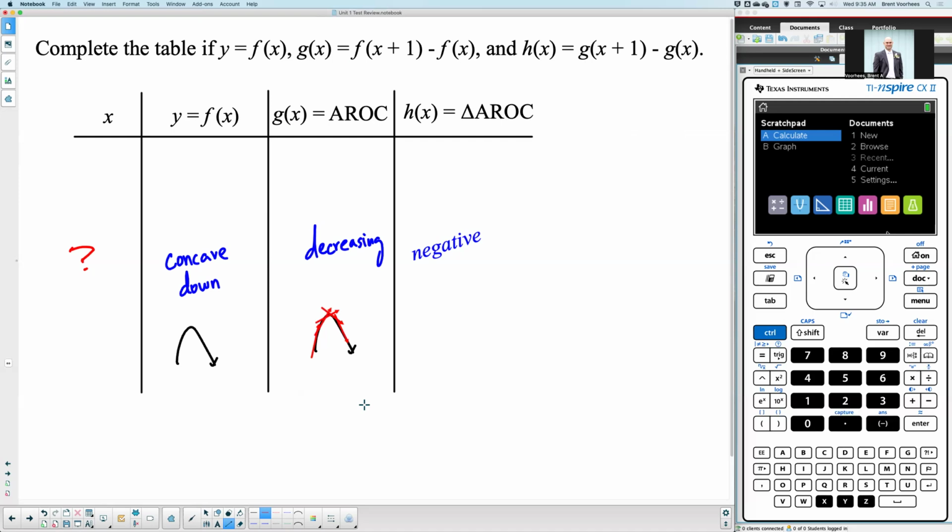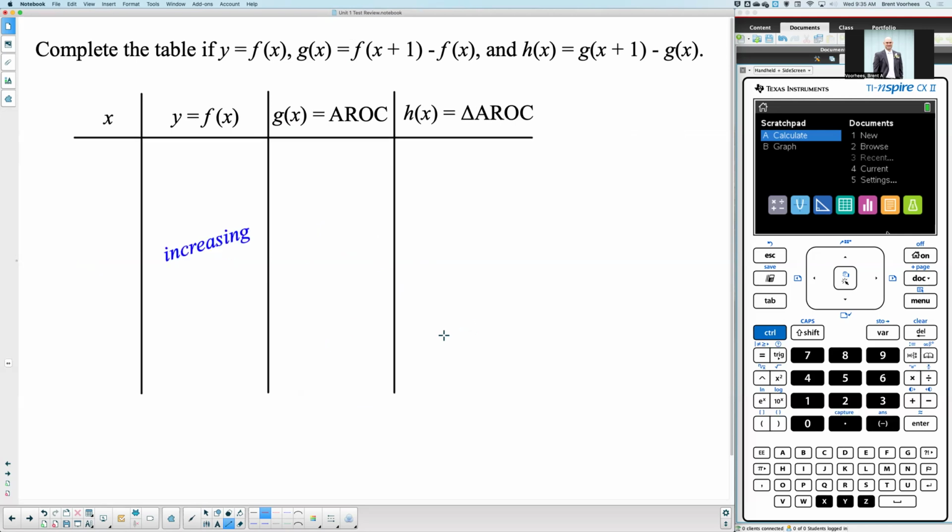The slope of each tangent line is decreasing. That's what that means. The delta AROC would be negative. You wouldn't have a picture for that. Okay, cool with that? All right, I'm going to the next one.